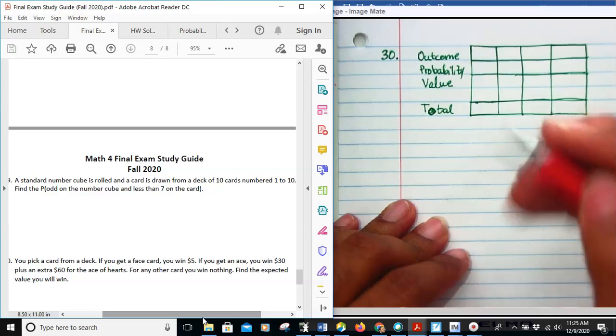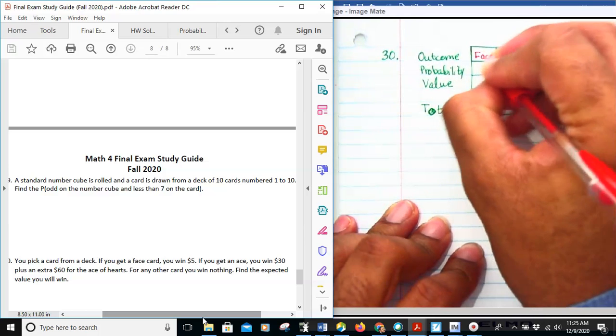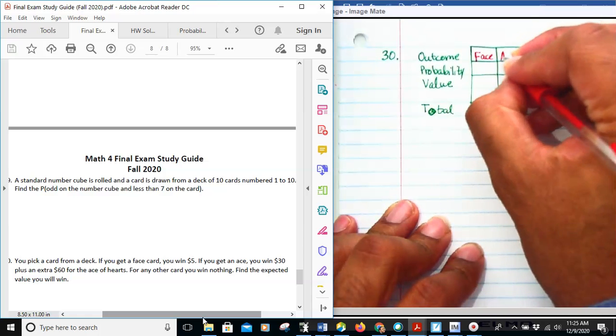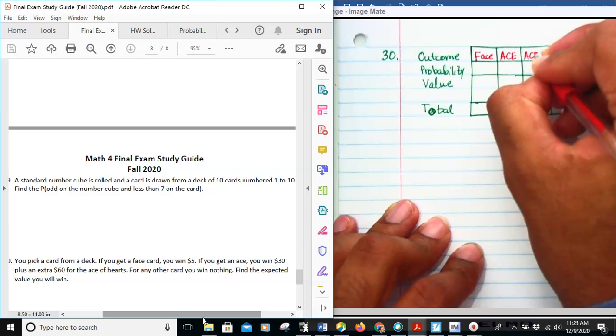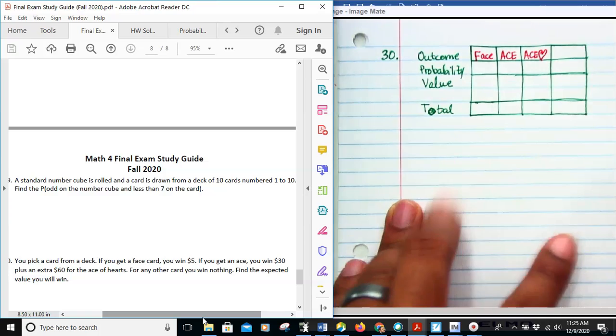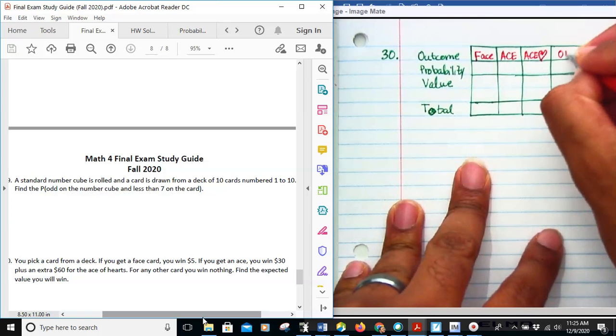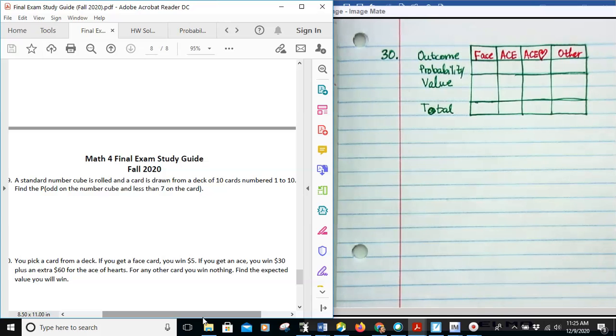All right. So for the outcomes, we have a face card. We have an ace. We have the ace of hearts. Oh, I made a little heart right there. And then we have the other. So we have face, ace, ace of hearts, and then the other.